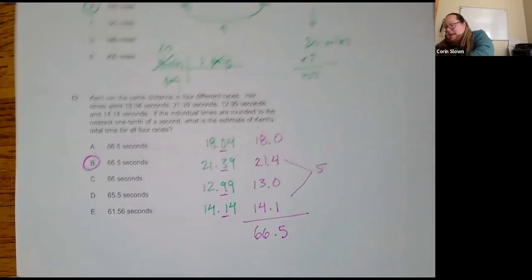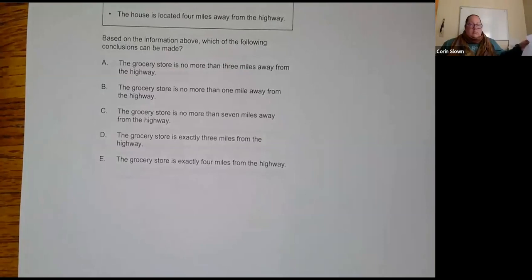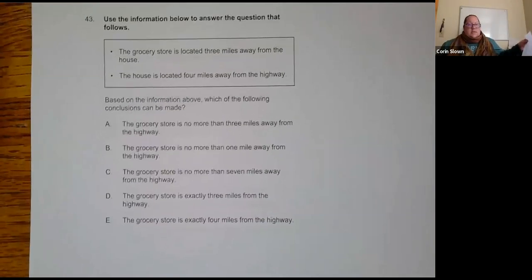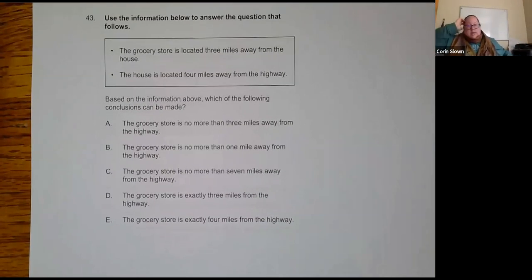Okay, let's take a look at problem 43. Use the information below to answer the question that follows. The grocery store is located 3 miles away from the house. The house is located 4 miles away from the highway. Based on the information above, which of the following conclusions can be made? The grocery store is no more than 3 miles away from the highway. The grocery store is no more than 1 mile away from the highway. The grocery store is no more than 7 miles away from the highway.